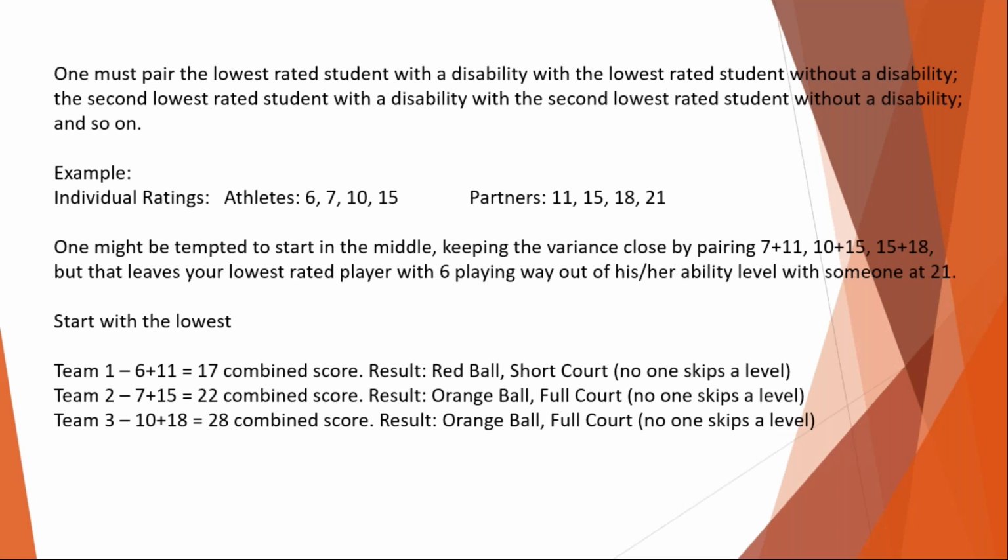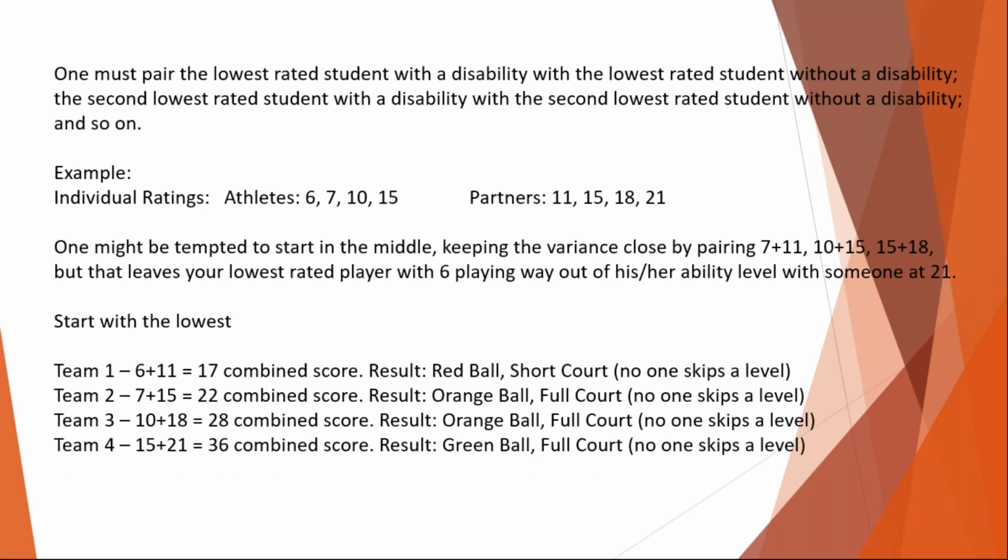Team 3 would be 10 plus 18, which is a 28 combined score, resulting in orange ball full court and no one skips a level. And Team 4 is 15 with 21, 36 combined score, resulting in green ball full court with no one skipping a level. You'd be surprised how many times that happens, where you start in the middle when you're combining someone, or you start with the teams that are visually the closest, and then you end up with your lowest rated student athletes playing with someone very, very high rated. That's to your own disadvantage also at the competition level, as that would make that pair at least ineligible to score.